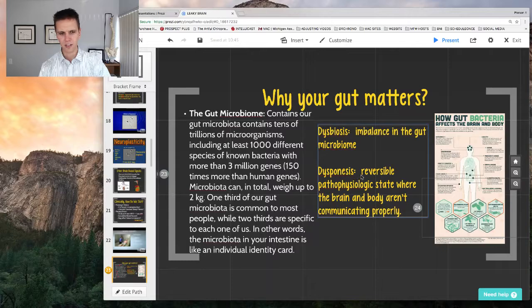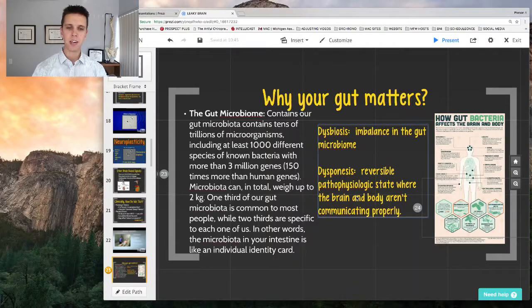Dysponesis, this is getting technical here, is a reversible pathologic state where the brain and the body aren't communicating properly. In applied kinesiology or muscle testing, we refer to this condition as switching. Don't worry about that so much. We fix that clinically in the office through the muscle testing and through the adjustments that we do.